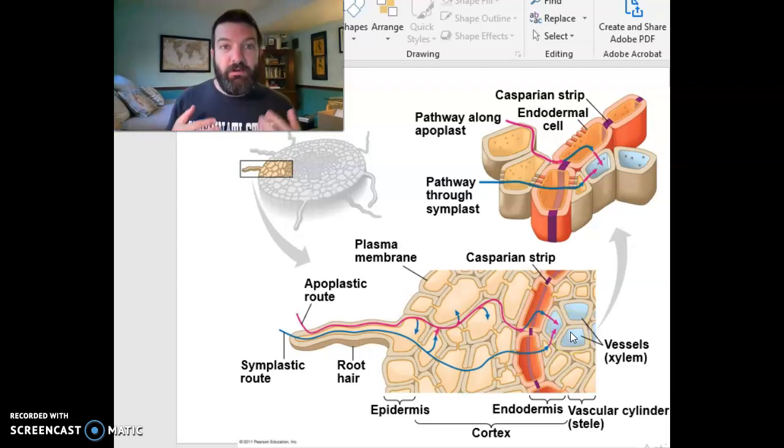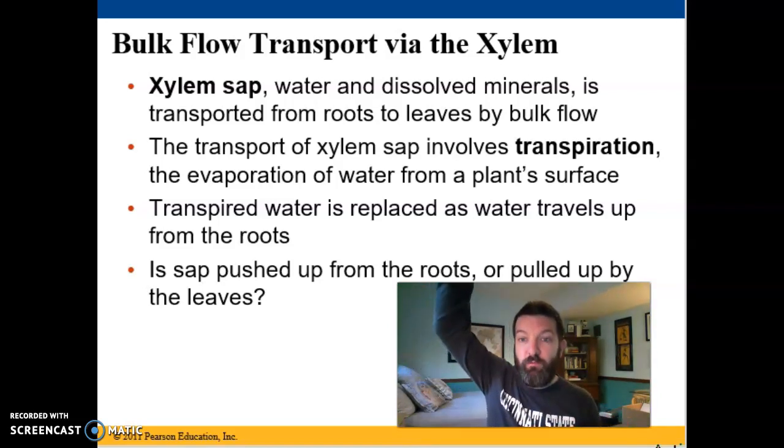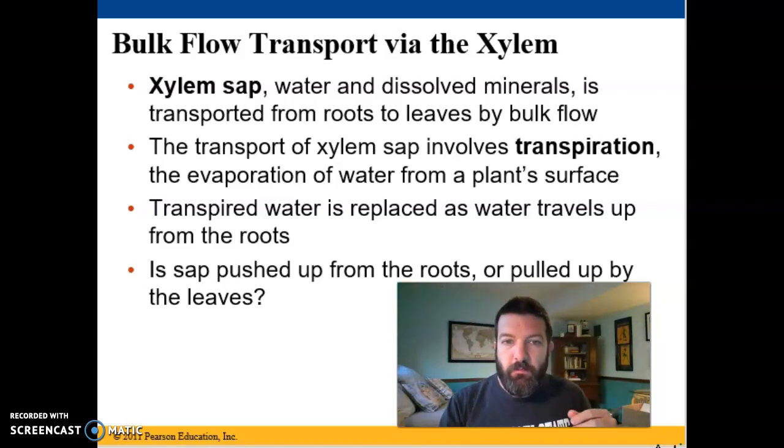All this means that for anything to get into your xylem in the vascular cylinder, it has to first cross a cell membrane, and that gives you some control, you being the plant, of course, over what gets into the xylem. So now the water is inside the xylem, and we call this water and the dissolved minerals associated with it xylem sap, and they are bulk transported from the roots all the way up to the leaves. And this involves a process called transpiration, which includes the evaporation of water from the plant's surface as more water moves up behind it. But how does this work?